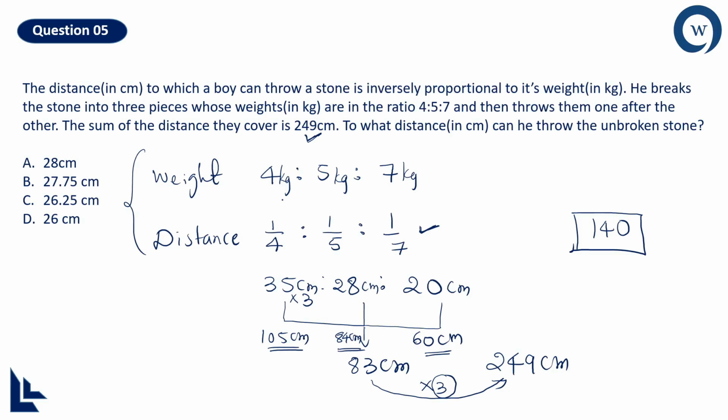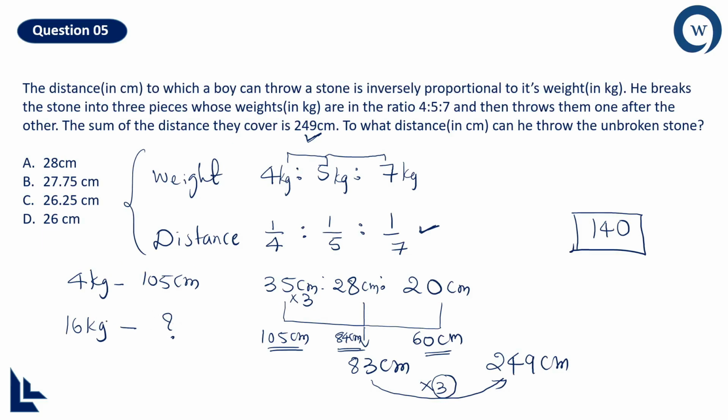105 centimeter will be traveled by 4 kg stone, 84 centimeter will be covered by 5 kg stone, and 60 centimeter will be traveled by 7 kg stone. Now the question is, to what distance he can throw the unbroken stone? Unbroken means 4 kg plus 5 kg plus 7 kg. The total is 16 kg. So 16 kg stone can travel how far? How will you do this? Like this. If a 4 kg stone can travel 105 centimeter, 16 kg can travel how far?